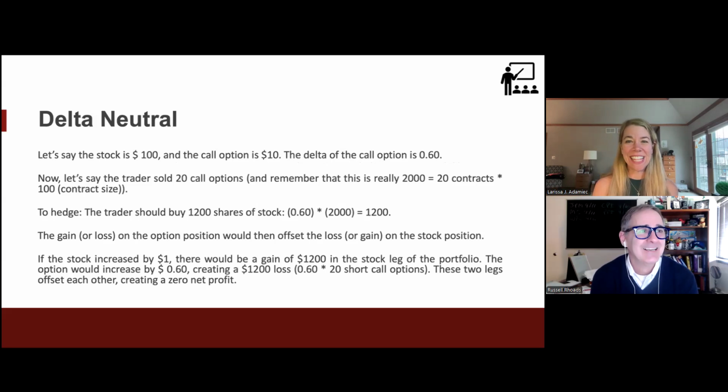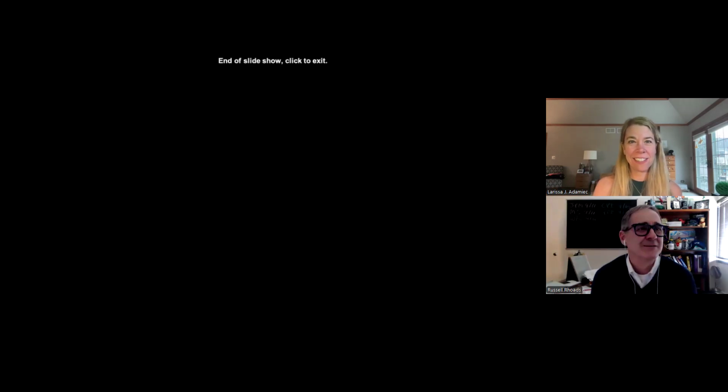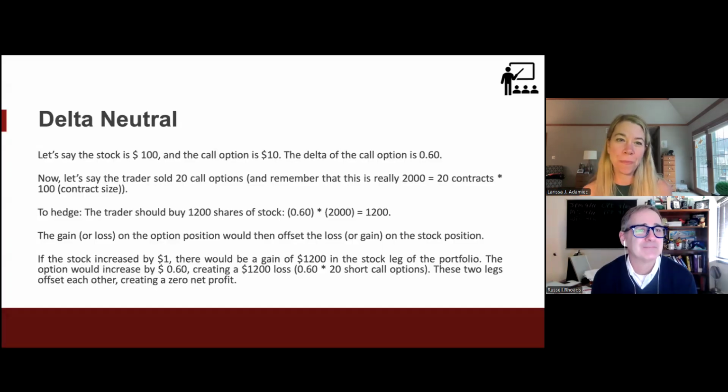I think this is the last of the slides. Delta neutral. This comes back to the idea that delta provides what's called a hedge ratio. With this hedge ratio, you can work out how many option contracts you would need to essentially create a neutral portfolio against delta.